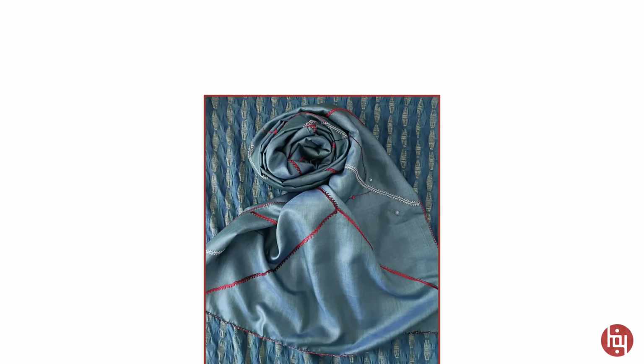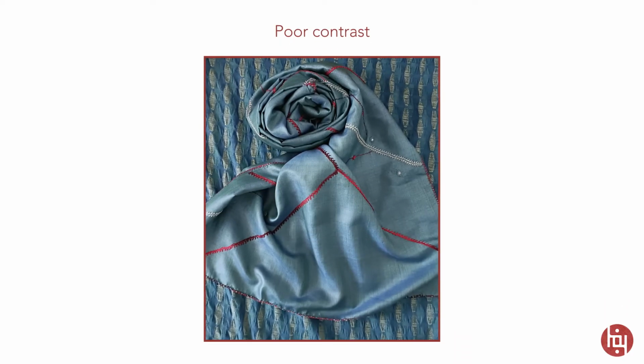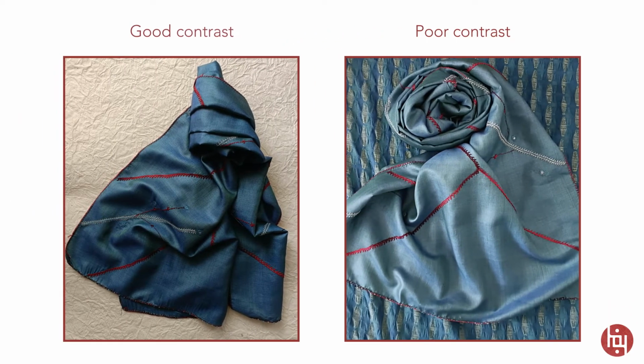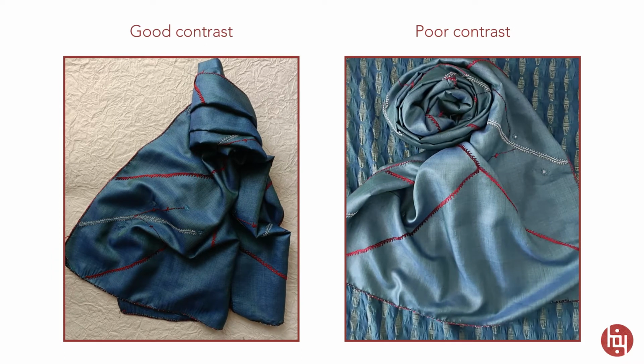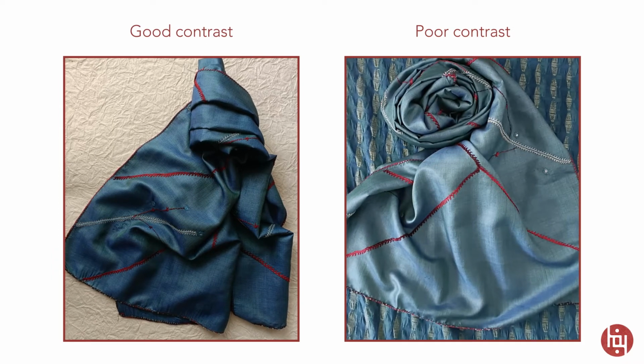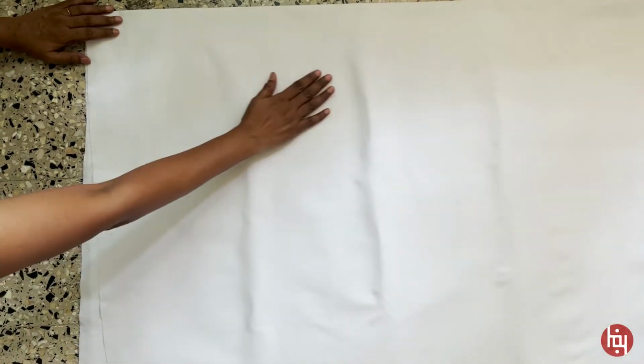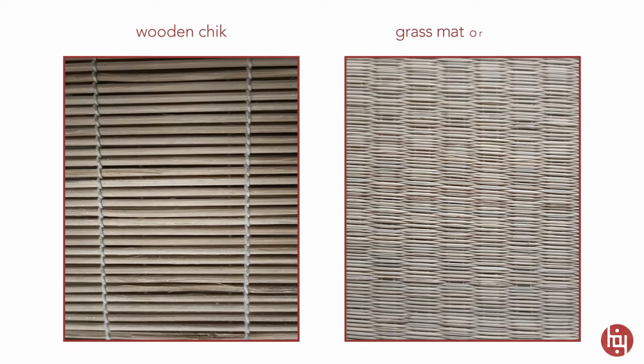You can contrast the background with your product. For example, dark colored products against light backgrounds or light products against darker backgrounds. If you only have a heavily patterned background, then cover the patterns with a white or light colored cloth. You can also use a nice mat or chatai.